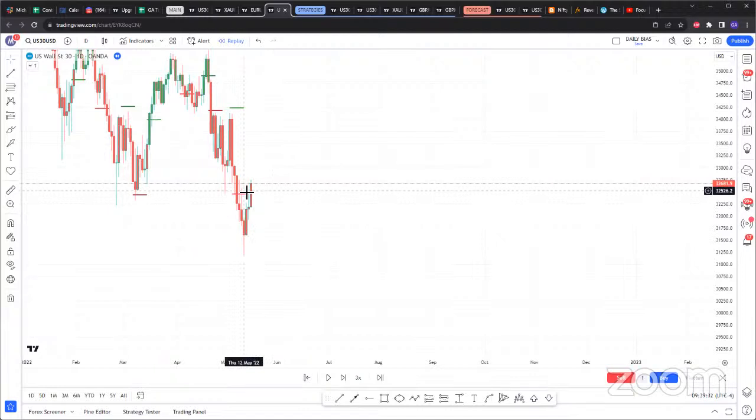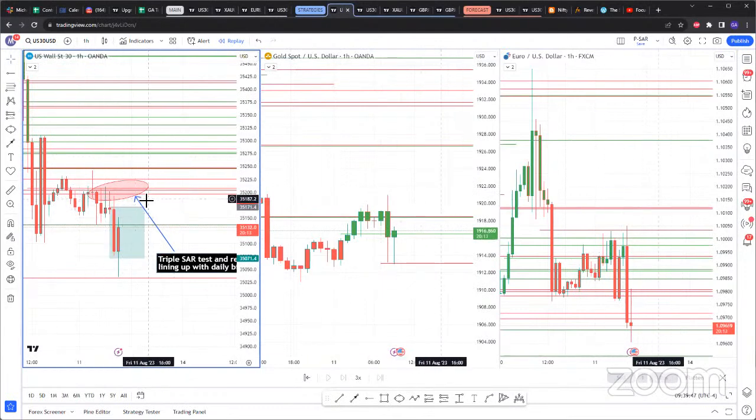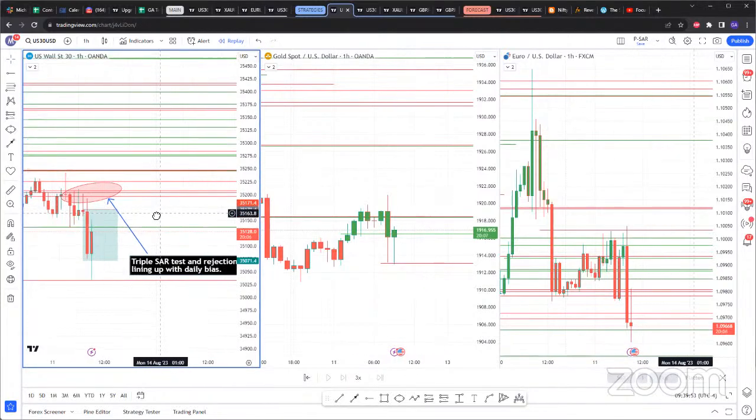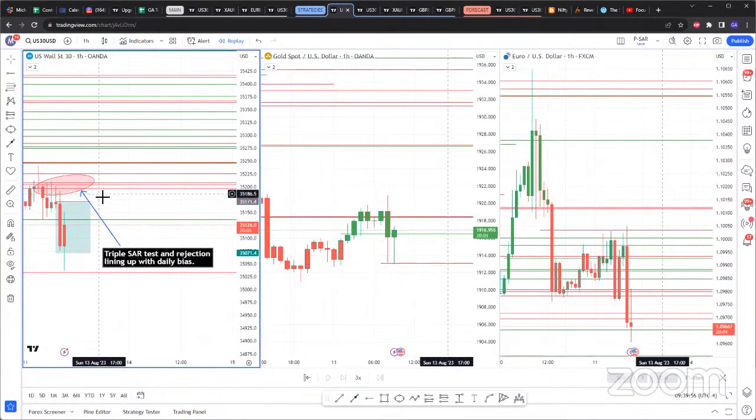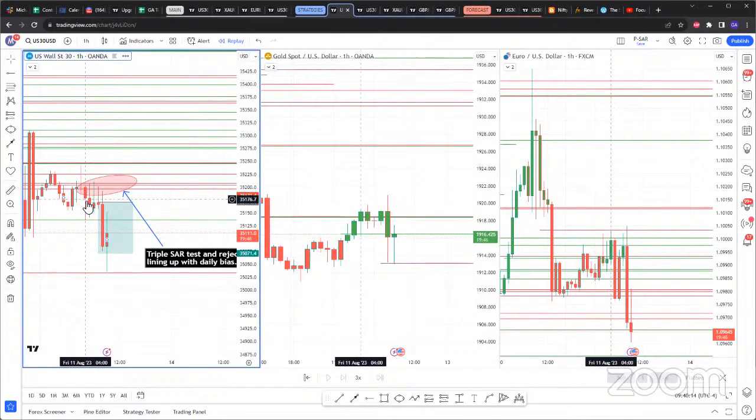Now, how would I enter sells on US 30 here, given that we started an uptrend? This is the instance where you go to the 4-hour or 1-hour time frame. What you're looking for is double SARs or triple SAR lines. You can see this triple SAR that happened yesterday. US 30 was unable to break this zone because we had 3 sell regions. So you would want to see either a break and closure below.